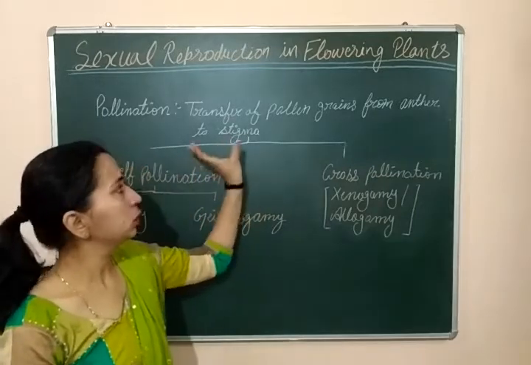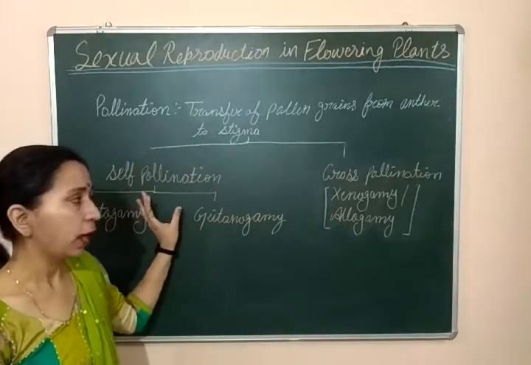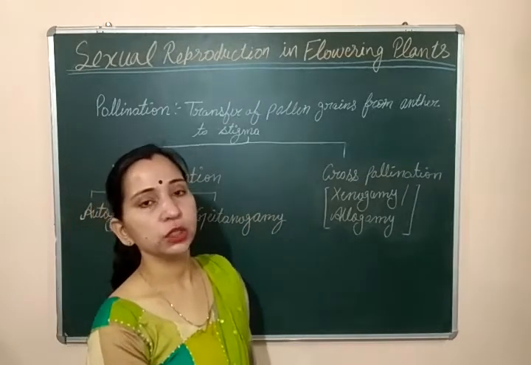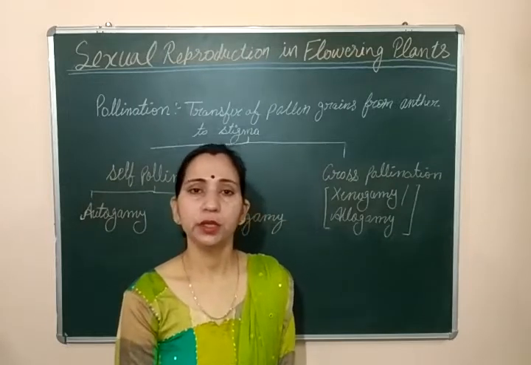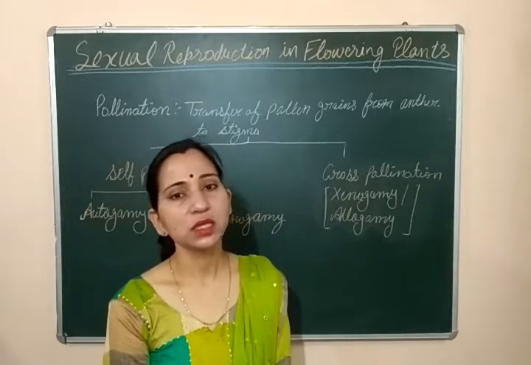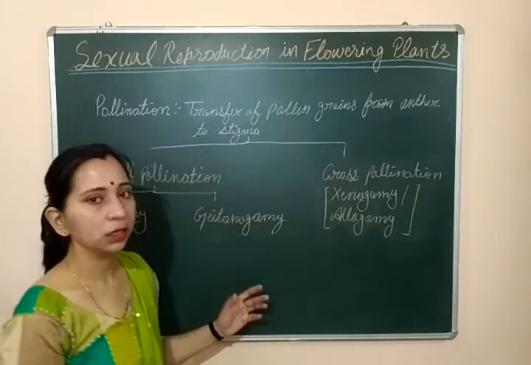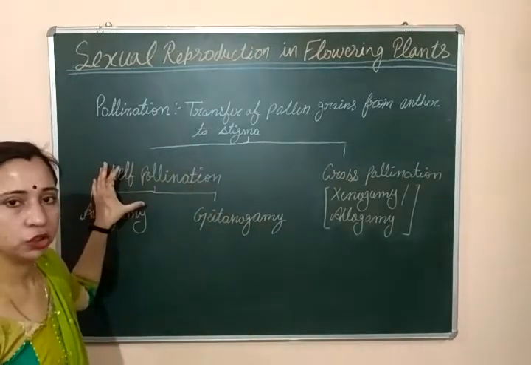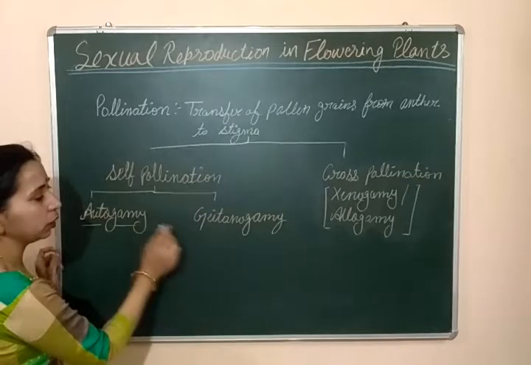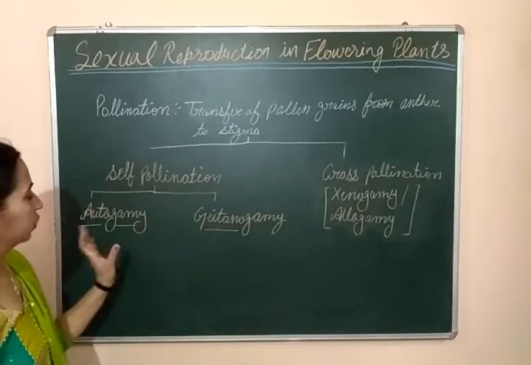In pollination, we divide this process into two types. One is self-pollination and second is cross-pollination. Self-pollination is the process in which pollen grains of the same flower are transferred to the stigma of the same flower. And that process can also be divided into two types. Let's see what these are. Self-pollination can be divided into these two types. First one is autogamy and second one is geitonogamy. These two types can be explained further.